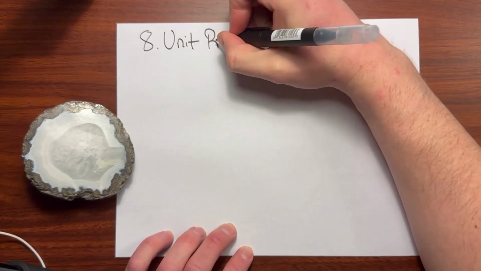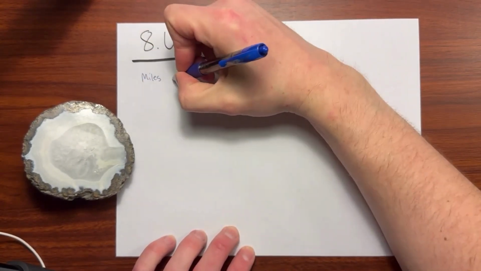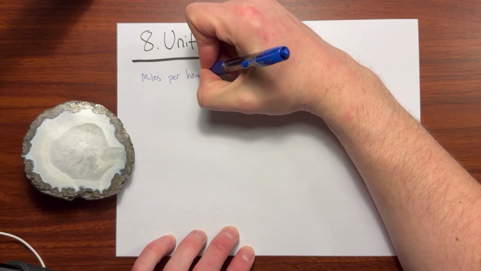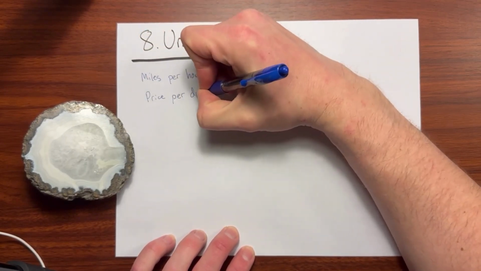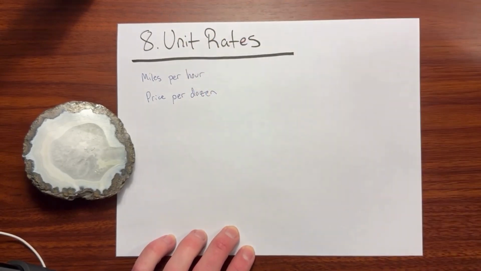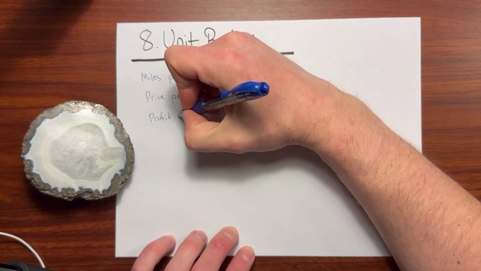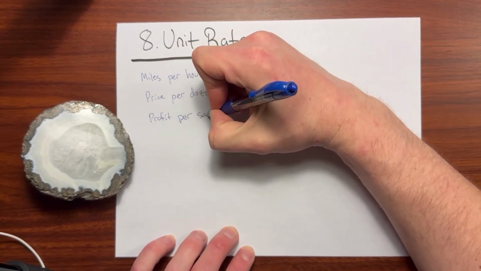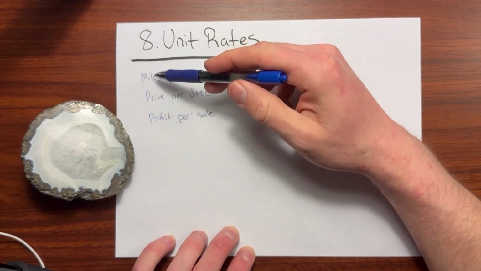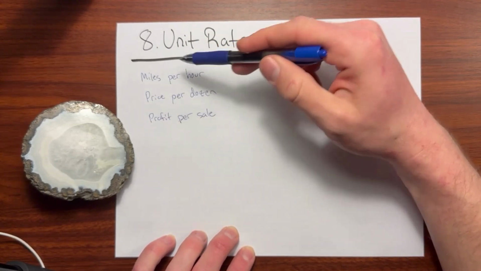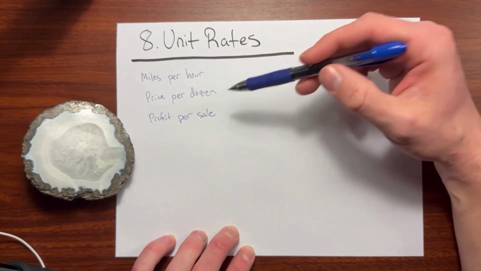Number 8, unit rates. This is referring to anything like miles per hour, or possibly the price per dozen eggs, which has gone up recently. Other examples could be profit per sale, if we're talking about business. Anything like that where we have a set unit divided by or over the time span of another unit, or over the duration of another unit.